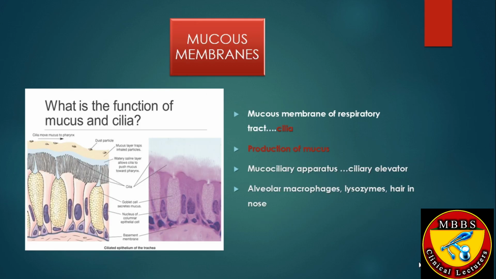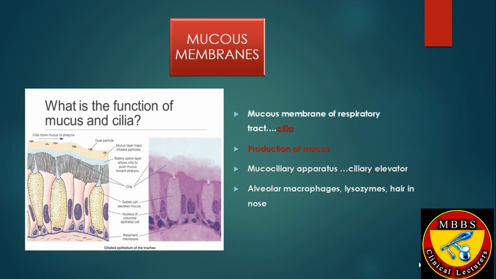The mucous membrane also has a very important role in our body, and you can say that this is a second important defense. If we talk about the respiratory tract, we know that it is lined with cilia and covered with mucus. Whenever the cilia move, they pull the mucus up to the nose and mouth, and this mucociliary apparatus, meaning mucus along with the cilia, has the capacity to trap bacteria. It is also known as the ciliary elevator, and it has a very important role.